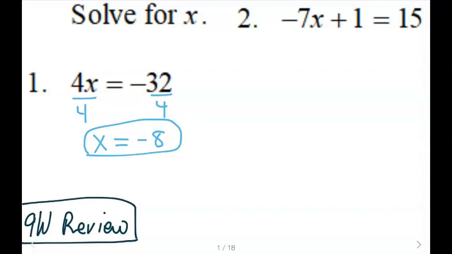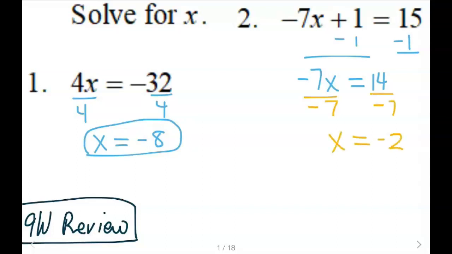Number 2, we've got a two-step equation. To get rid of plus 1, subtract 1 from each side. And so we have negative 7x equals 14. To get rid of multiplying by a negative 7, we'll divide by a negative 7. And so x is negative 2.